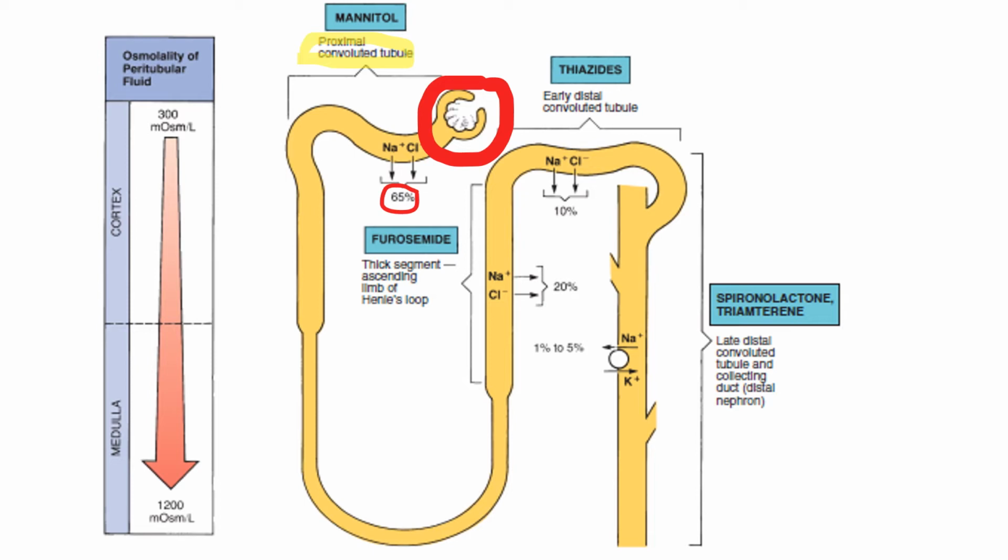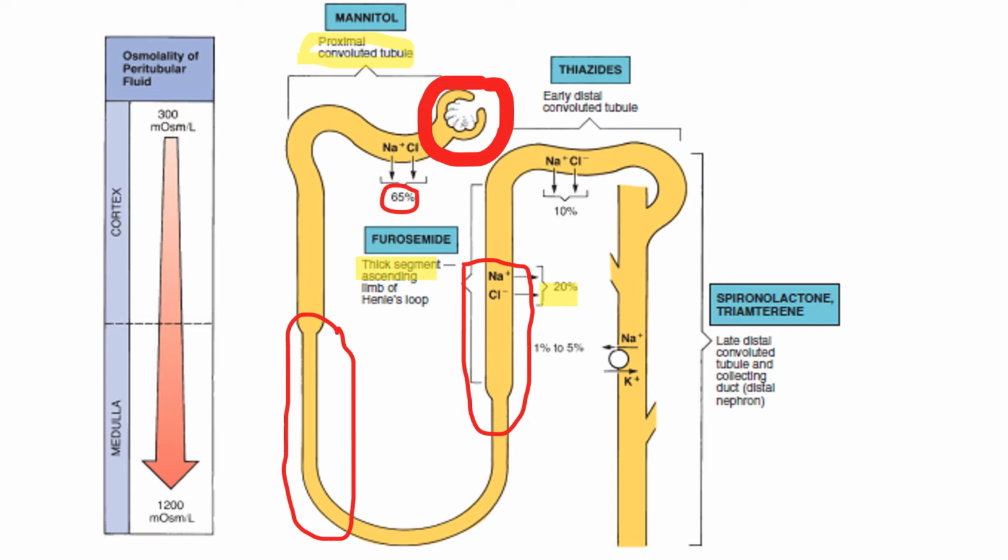Next would be the loop of Henle. The descending limb of the loop of Henle is permeable to water. Next would be the thick segment of the ascending limb of the loop of Henle. About 20% of filtered sodium and chloride is reabsorbed. Next would be the distal convoluted tubule. About 10% of filtered sodium and chloride is reabsorbed in the early segment of the distal convoluted tubule. Water follows passively.